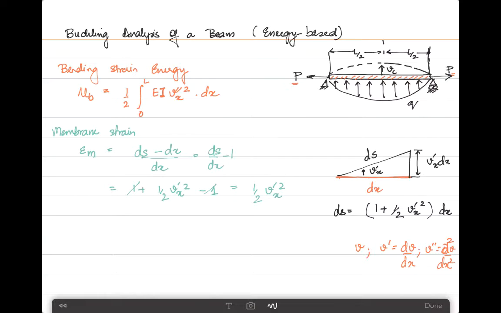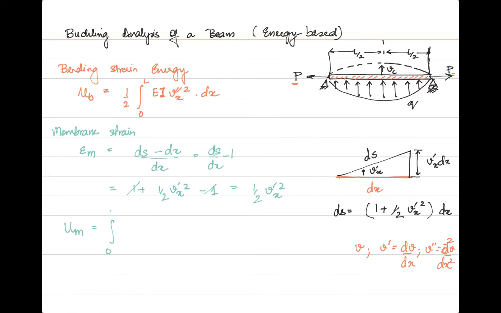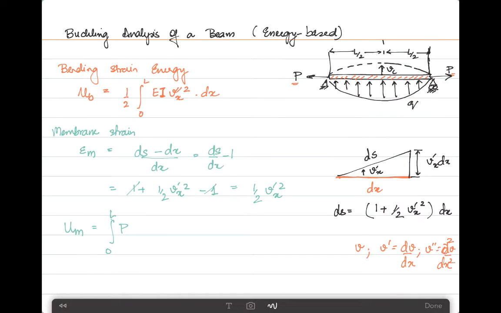So the membrane strain energy U_m can be written as the integral over the length 0 to L of the load P, which does work when the differential length dx lengthens to ds by means of the membrane strain epsilon m. If I substitute all the terms that I already know, I get the membrane strain energy equal to half the integral from 0 to L of P times v dash x squared dx.